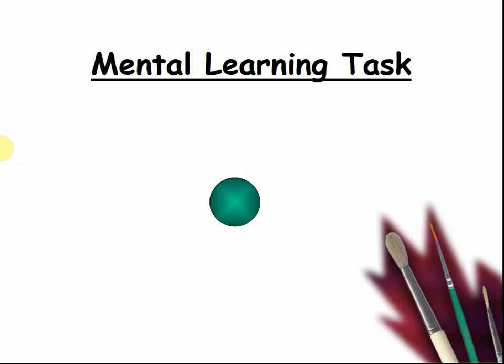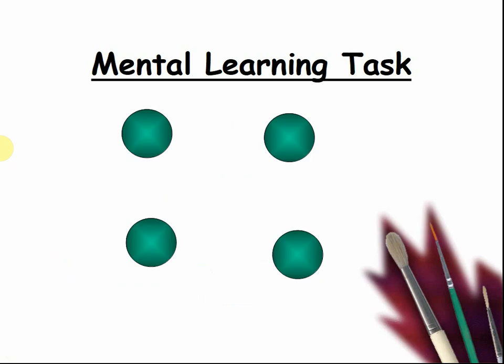How many dots can you count? I can see 1. How many dots can you count? Let's see. 1, 2, 3, 4. There are 4 dots now. So you have a 4, turn over your card. How many can we count together now? 1, 2, 3, 4, 5. There are 5 dots. So if you have a 5, turn over your card.